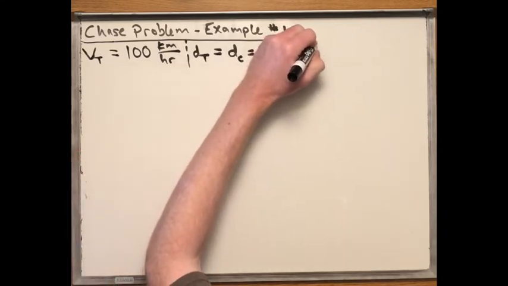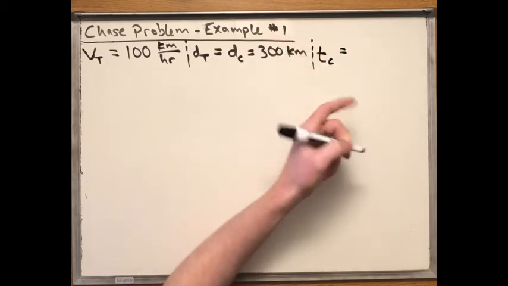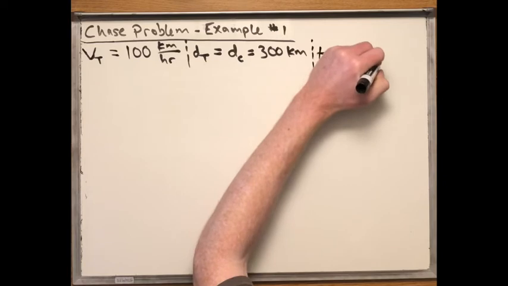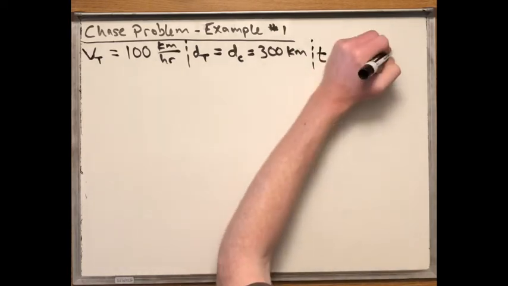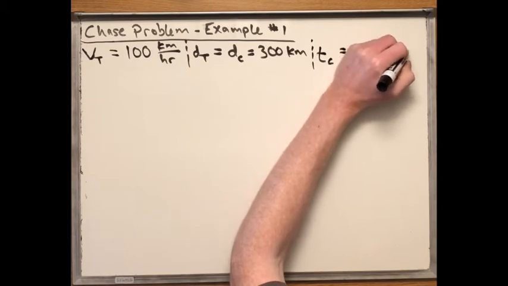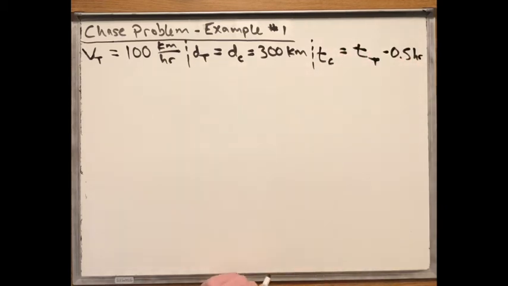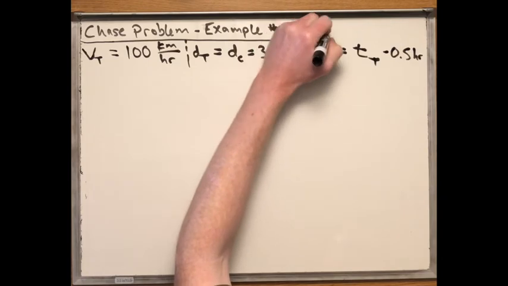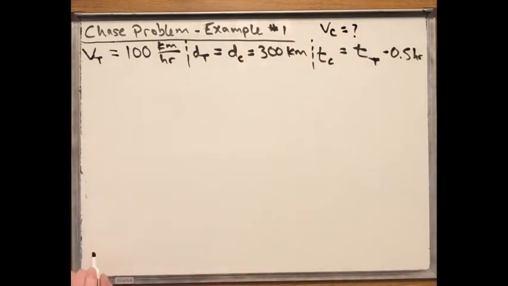So writing the relation for the times looks like this. The time for the cops is going to be whatever time it takes the thieves to travel minus 1/2 hour, and I'll just write 0.5 hours. And this question is asking us to solve under these parameters for the velocity or the speed of the cops, and so I will put that there.